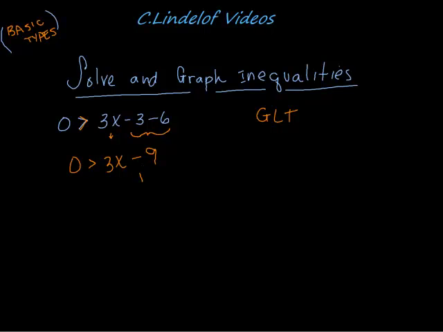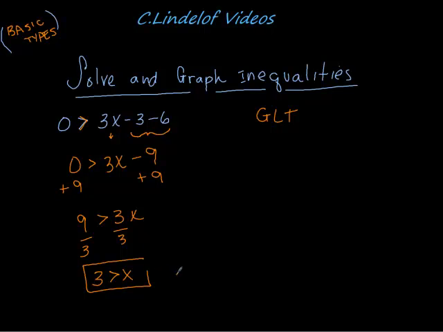I'm going to just keep solving as if this was a regular equation, right? 0 plus 9 is 9. So 9 is greater than 3x. Divide both sides by 3. 9 divided by 3 is 3. 3 is greater than x. So this answer is in perfect form.